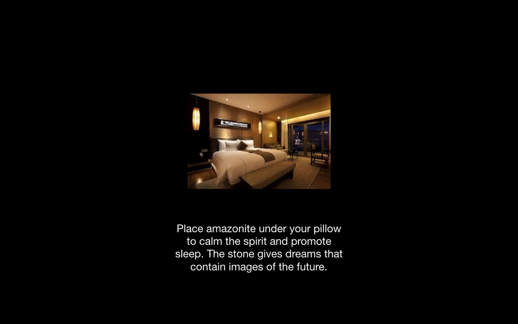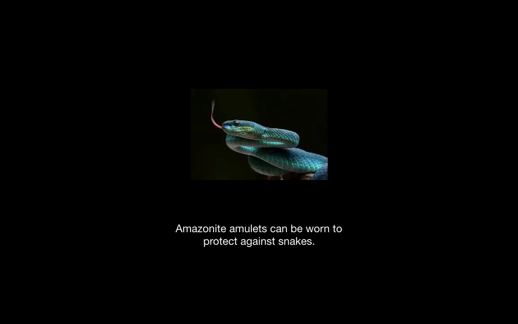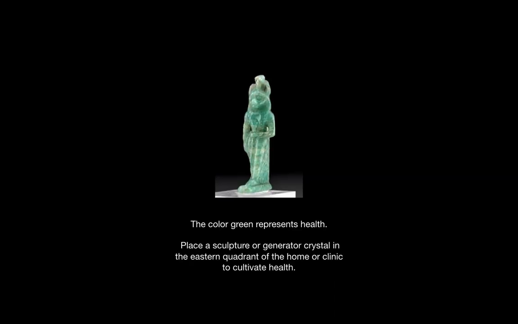Also, at night, you can place it under your pillow to calm the spirit and promote sleep. It is said to give dreams that contain images of the future. In ancient times, Amazonite amulets were worn to protect against snakes. As I've mentioned before, the color green represents health. You can place a sculpture or generator crystal in the eastern quadrant of the home or a clinic to cultivate health.